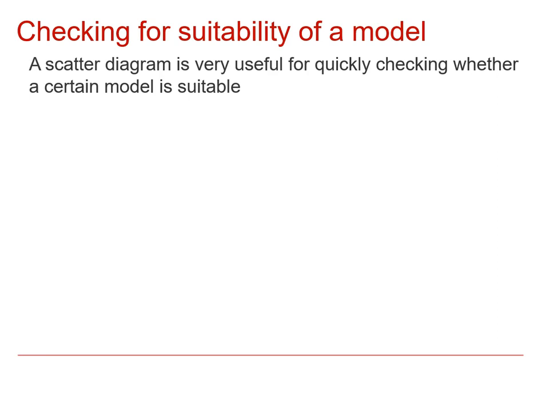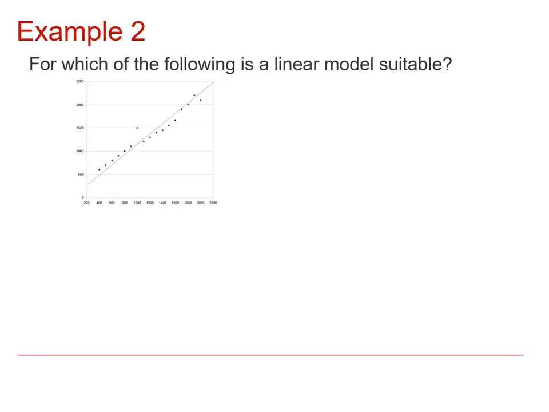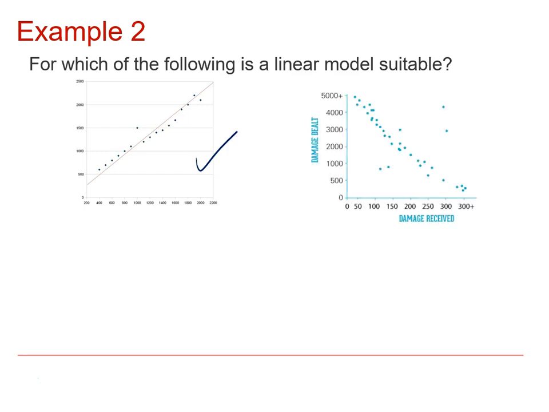Now, another use of the scatter diagram is for quickly checking whether a certain model is suitable. So we might want to know for which of the following a linear model is suitable. Well, like I say, this one with a line of best fit, everything is going pretty close to the line, so I would say that is a suitable linear model. This one as well, I'd say everything is pretty close to being a straight line down in this direction, with a few outliers, but a linear model I think would be suitable.